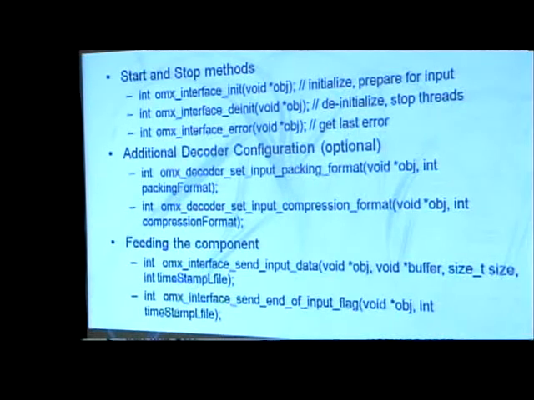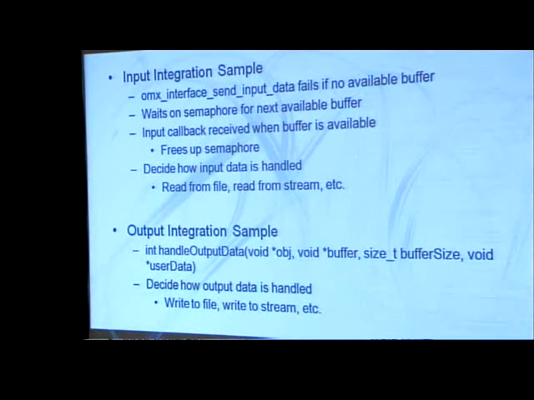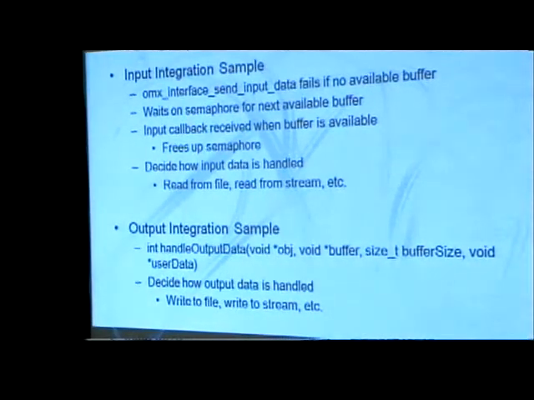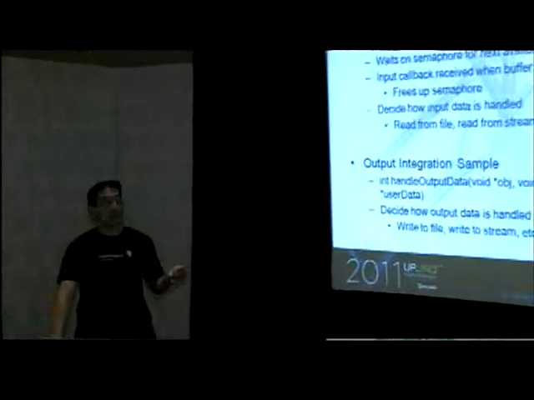For the decoder, you can set the input packing format or the compression format, depending on what type of decoder you're working with. Then for feeding the component, there's a very simple send input data, and you can pass it the buffer, the size of the buffer, and an end of input flag to let the encoder or decoder know that you're done sending data to it. As I discussed earlier, if you send input data and there are no available buffers, it will fail and give you a particular error code you can check for. Then you wait for the callback to come, and you can use that to try to acquire another input buffer to feed more data into it.